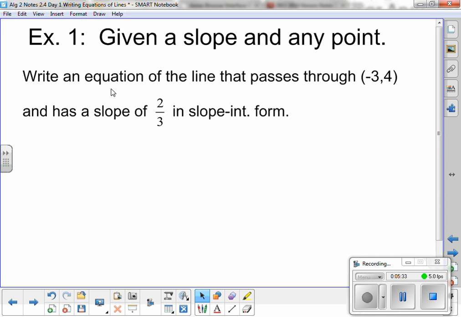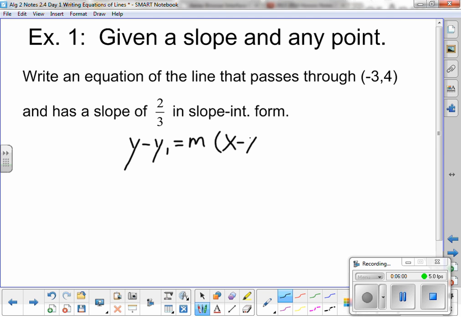First example. So this first example is given a slope and any point. So they can give you whatever point they want. As long as they give you a slope with it, you should be able to find it. Now the method I'm going to show you guys is only one of many methods that could be used for this. But the way I like working with these is starting off with point slope form. So remember, point slope form is y minus y1 equals m times x minus x1. That's your point slope form general formula.